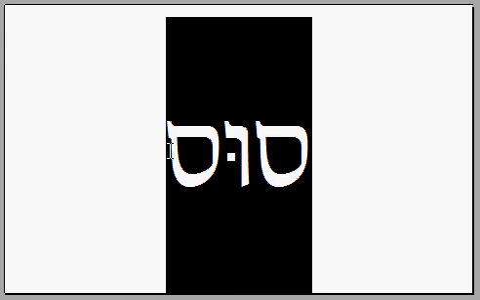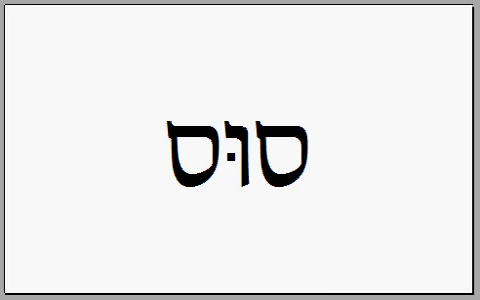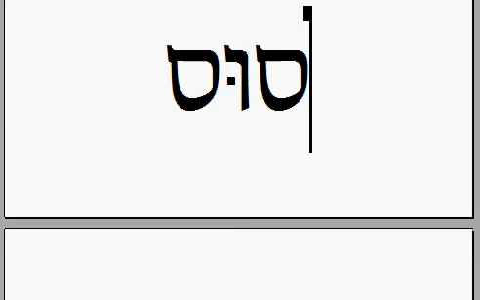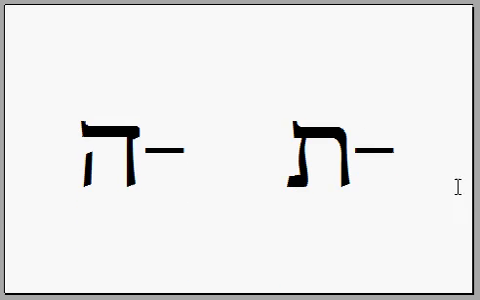So here we have the word sus, and there's a missing element at the end, because this missing element shows me that this is not a feminine noun. Now what are the missing elements that we need in order to identify that a noun is feminine? We're going to have two things: the tav at the end or the hey at the end. If the tav's at the end, we know the noun is feminine. If the hey's at the end, we also know that the noun is feminine.